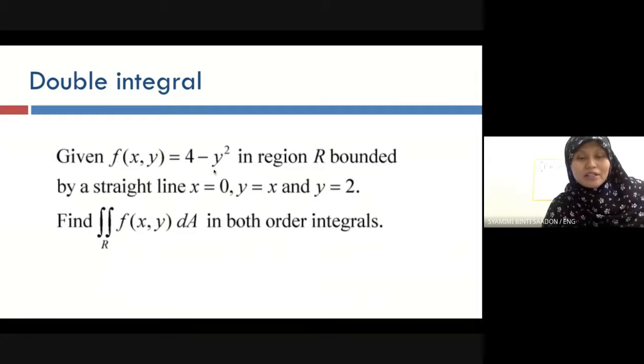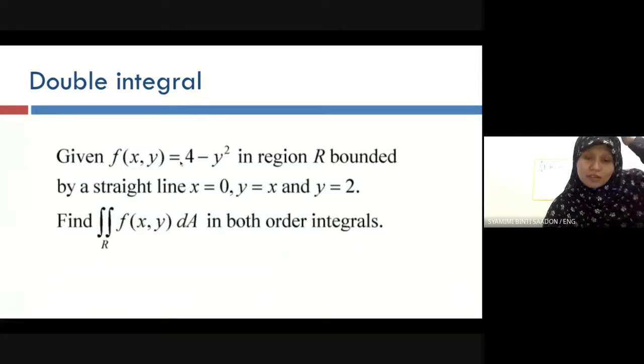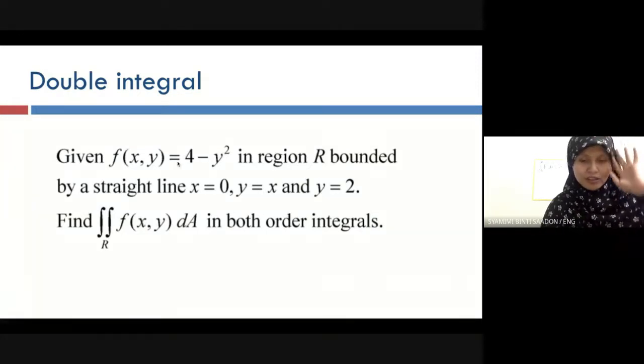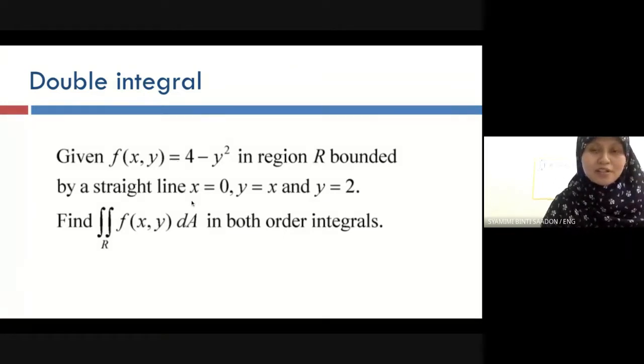Given the function f(x, y) in region R, bounded by the straight lines x equals 0, y equals x, and y equals 2. Find the double integral dA in both orders of integration. So you have to define the area and the function, and then integrate in terms of x and y, and you get the answer 4.